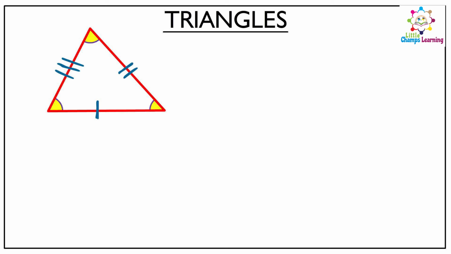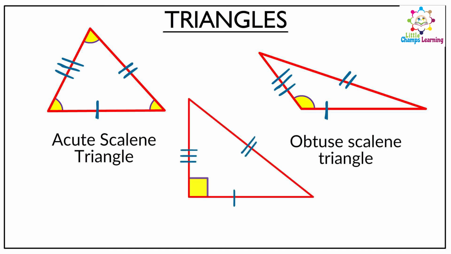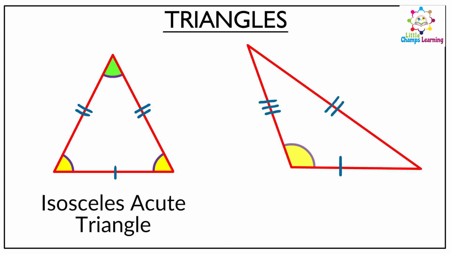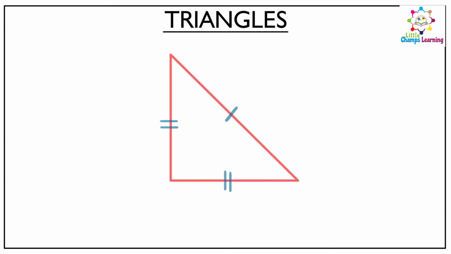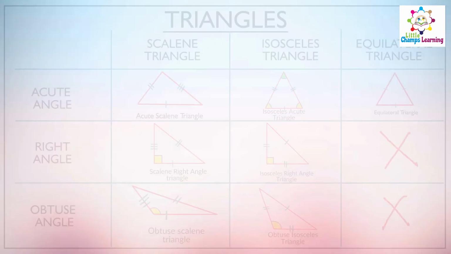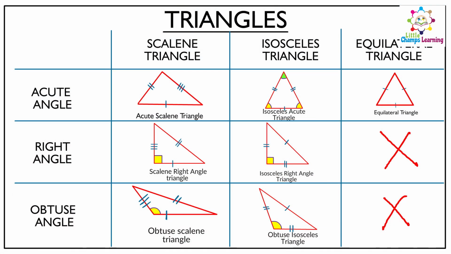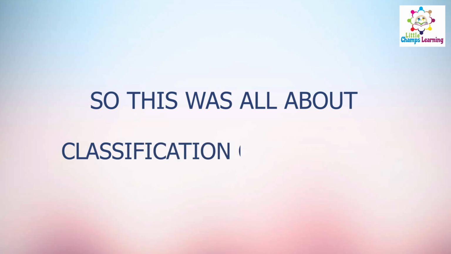A scalene triangle can be acute or obtuse too. A scalene triangle can be of right angle type too. In an isosceles triangle, we can have acute or obtuse like this. In one special case, an isosceles triangle can be right angle and is known as an isosceles right angle triangle. Okay, so this was all about classification of triangles.